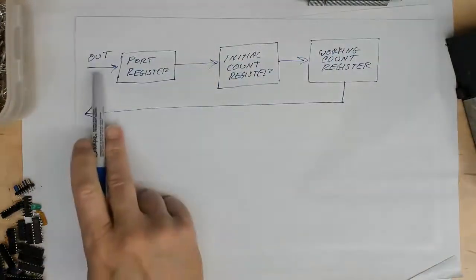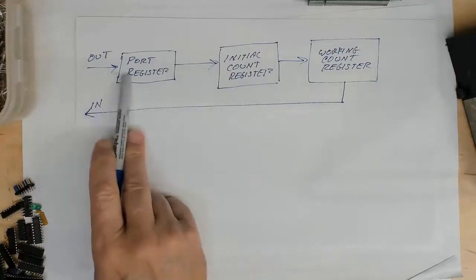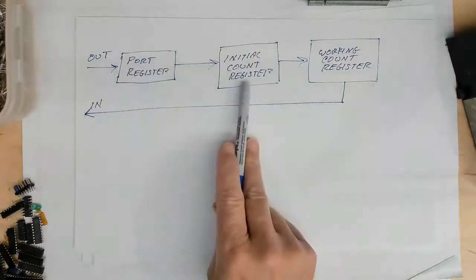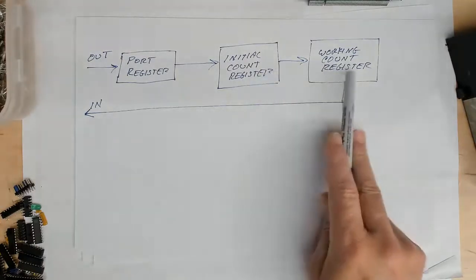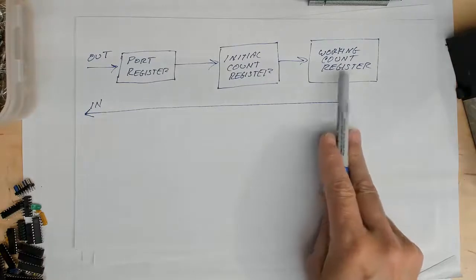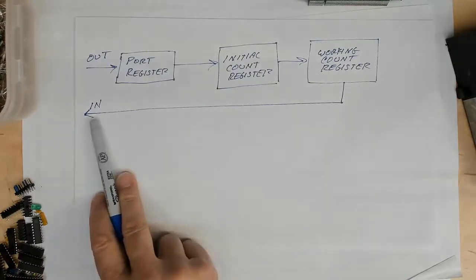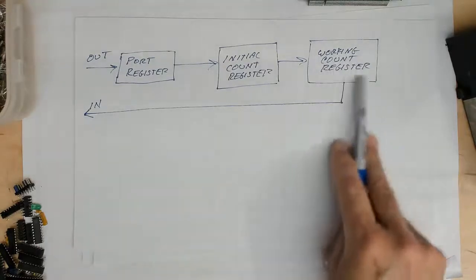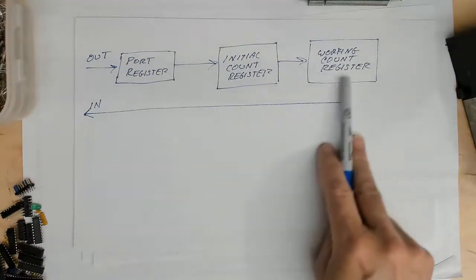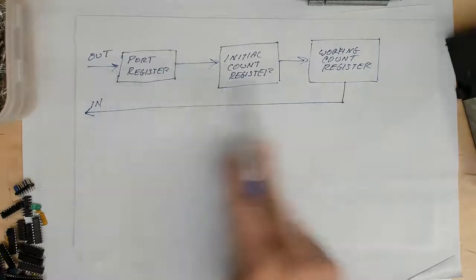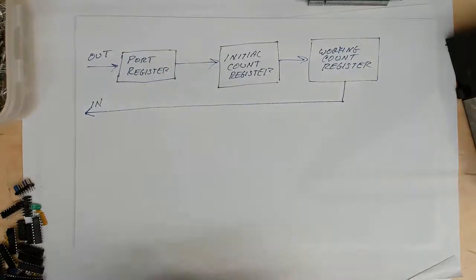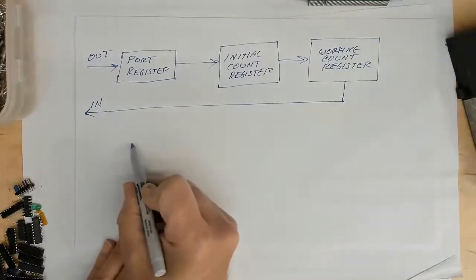So in the last video we talked about how we write an output to the port register that goes into the initial count register when we do the run, and then for each count that value gets transferred into the working count register. When we do a read of the working count register using the in instruction, we get the value of that count register, and that's going to be a 14-bit value coming in just like it was when we pushed it out.